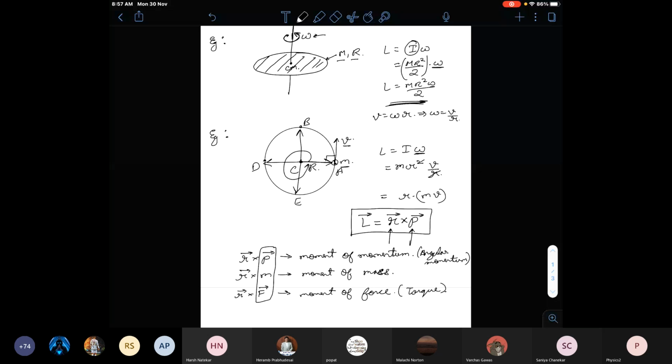There are two formulas for angular momentum. You have to remember both the formulas. One is I omega, the other is R into P. I omega will be used when rotational values are given to you. Suppose angular velocity and moment of inertia are given, then I will use I omega. But if linear values are given to me, like linear velocity and mass, then in that case I will use R into P.